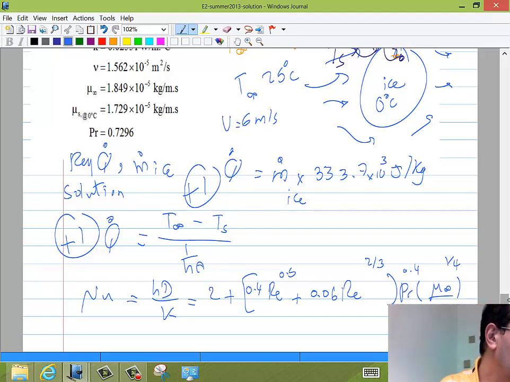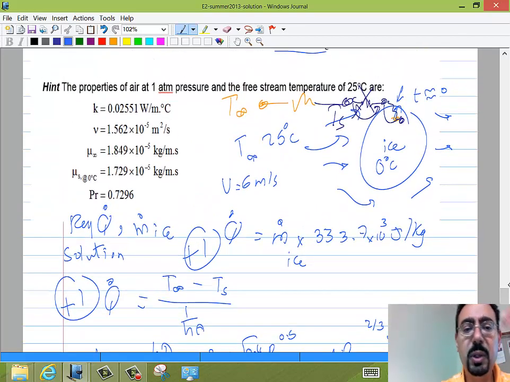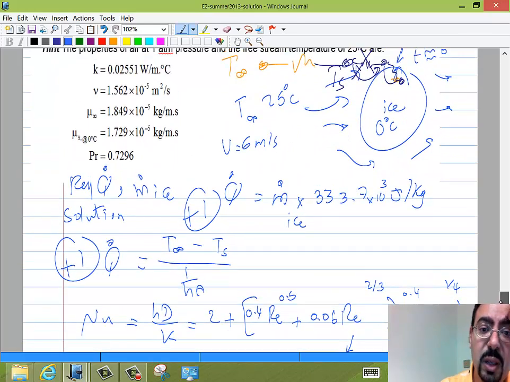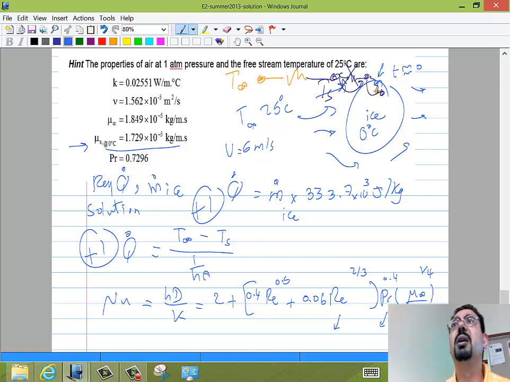And in that equation, we need the Reynolds number, we need also the Prandtl, we need the k, we need the properties. If you look at this equation, you will see that the properties are evaluated at the free stream. For a sphere, the properties in that equation are at the free stream except for, of course, mu s. That's the mu at the surface, and that's what's given here for us. So this is already the property at the free stream velocity. So all we have to do is just plug in the k and the mu.